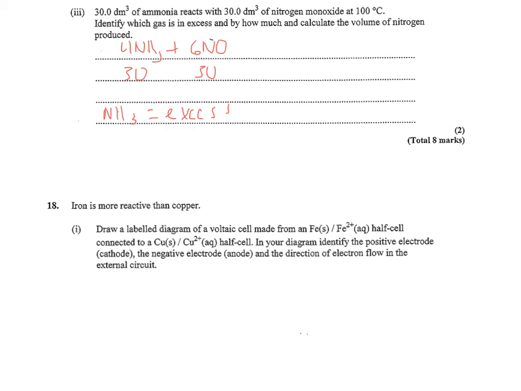And to find out how much, I can take the 30 liters times 4/6, because I need 4 moles of NH3 to every 6 of the NO, and that means I will only use 20 liters of the 30 I have. So 20 liters of the NH3 will be used in the time that all 30 of this is used. So that means I have 10 liters left over.